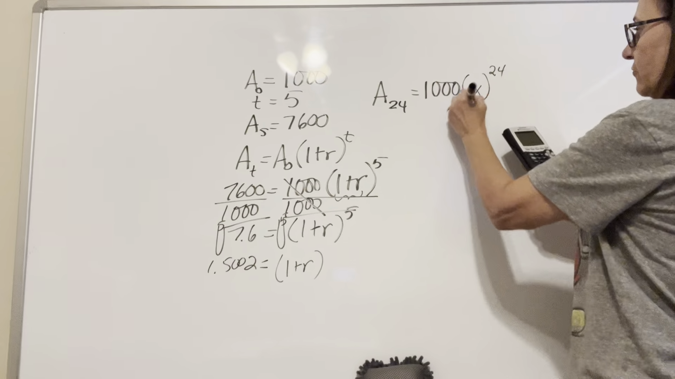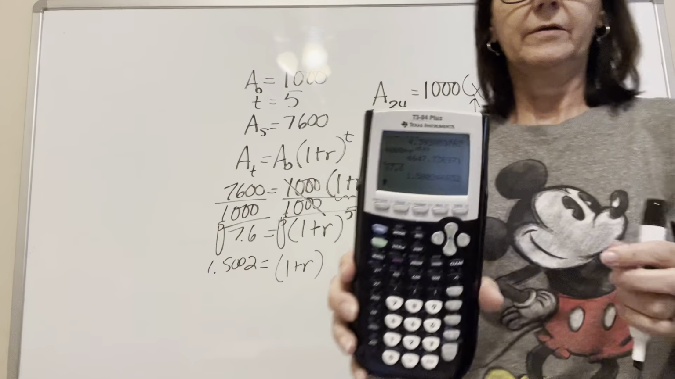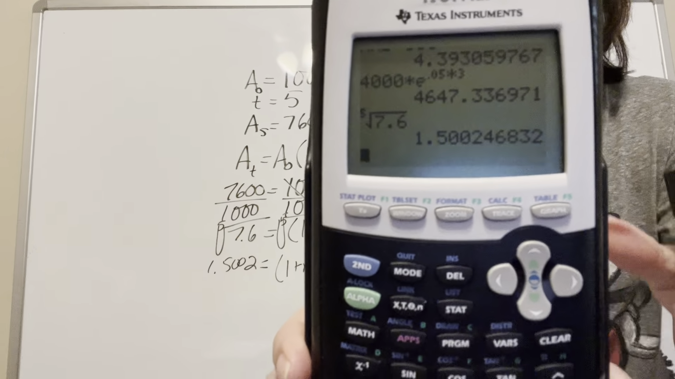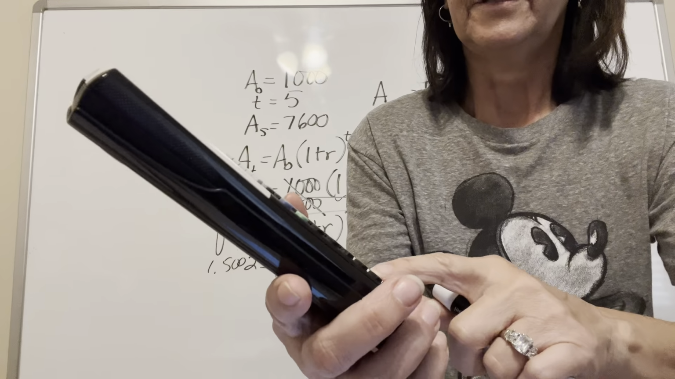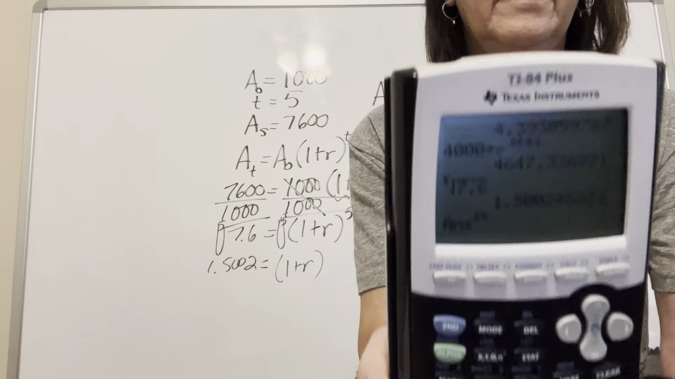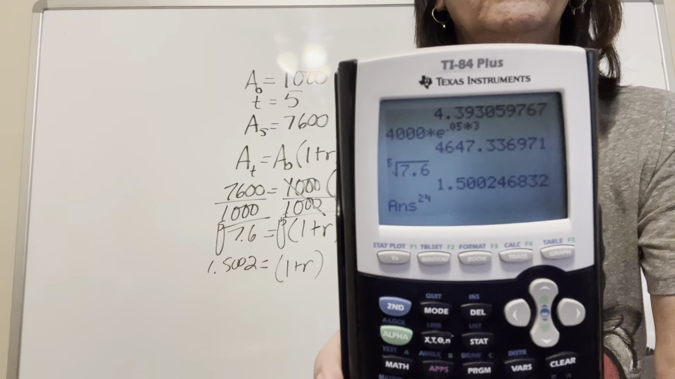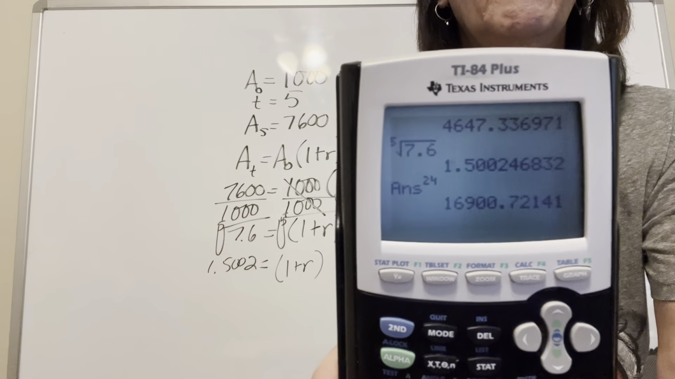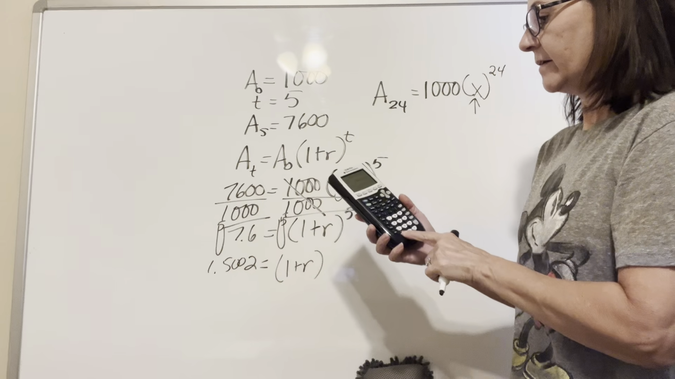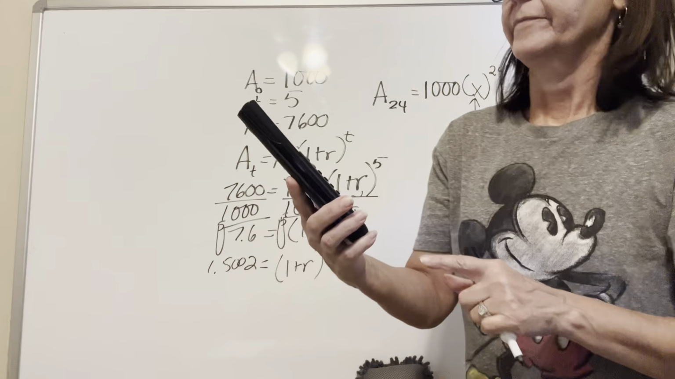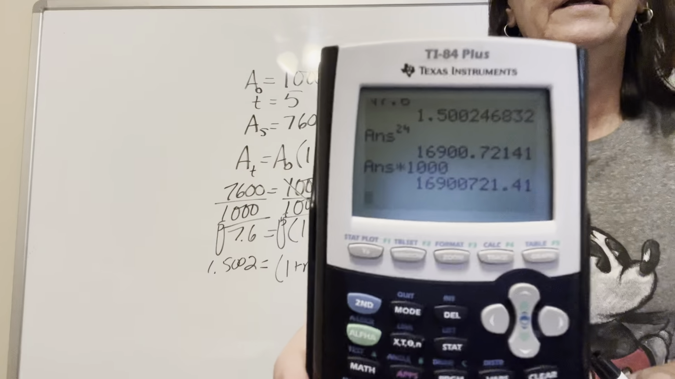I'm just going to raise it to the 24th power. Okay, I'm going to take that and raise it to the 24th power. I'm going to hit equal. Then I'm going to multiply that by 1,000. And I get, that's what I get. It's a big number.